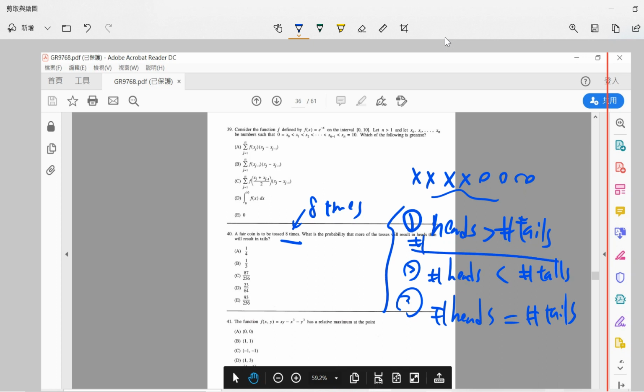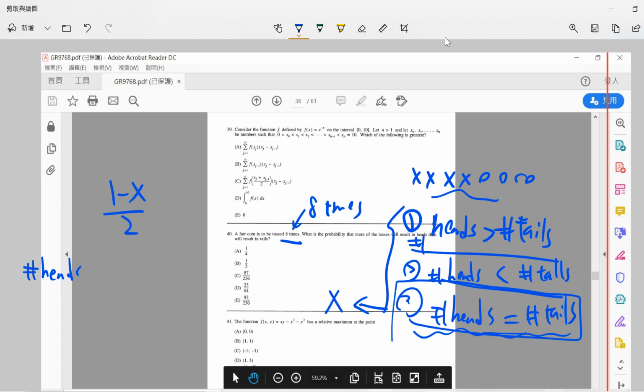Okay, and these two should have the same probability because this is symmetric. So all we need to know is, suppose the probability for the third case is x, then we use 1 minus x and divide by 2. Then we have the answer.